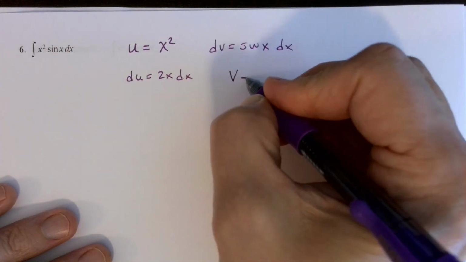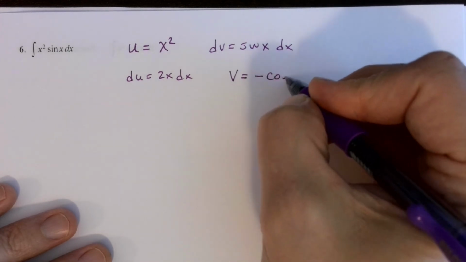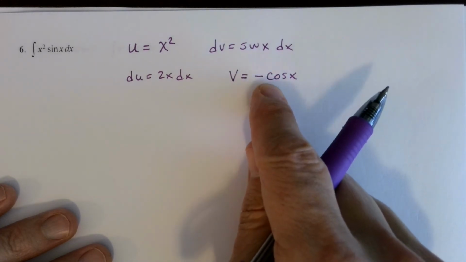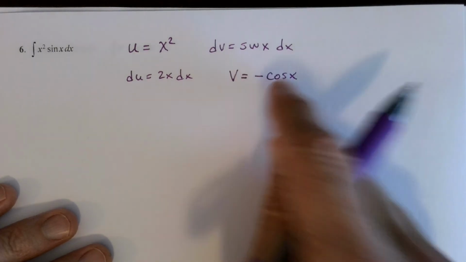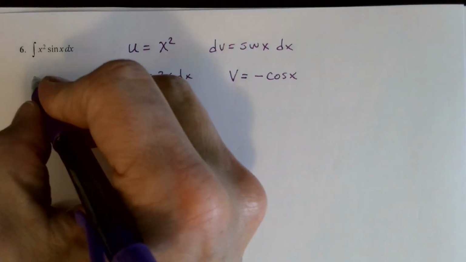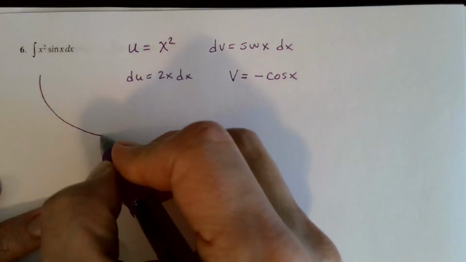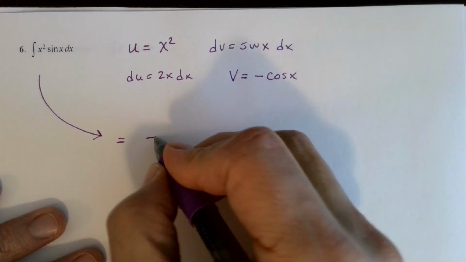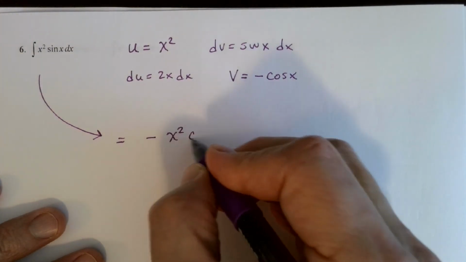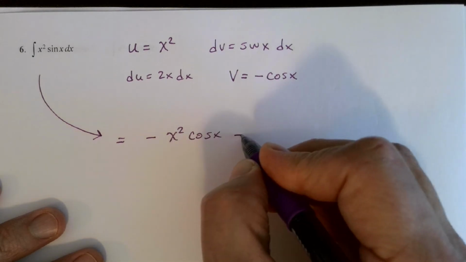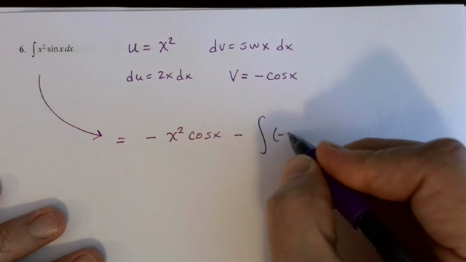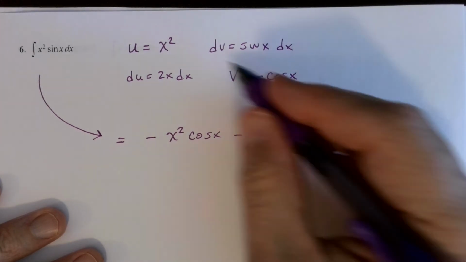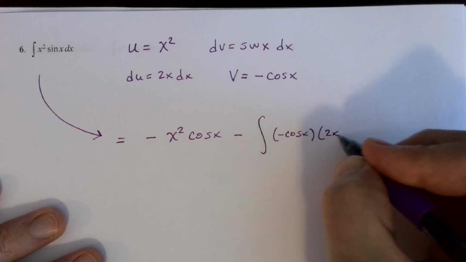Antiderivative of sine x is negative cosine of x. So you've got to remember these rules, right? When you integrate sine, you get negative cosine x. If you take the derivative of sine, you get positive cosine of x. So this means that this integral is equal to uv, so that's a negative x squared cosine of x, minus the integral of v, which is negative cosine x, v du, which is 2x dx.